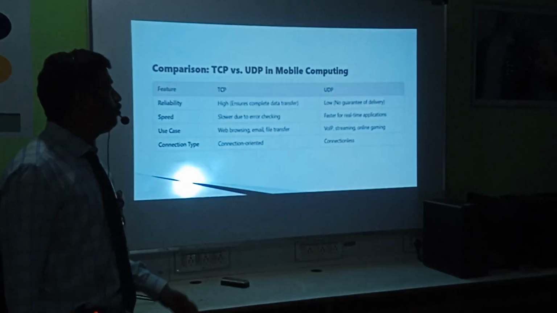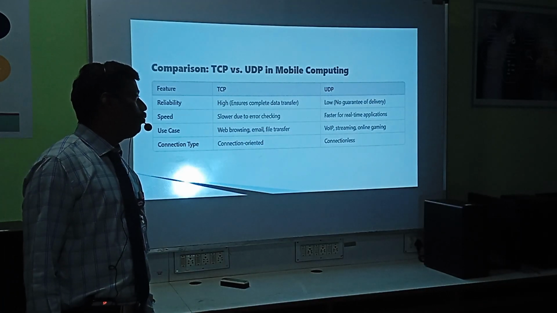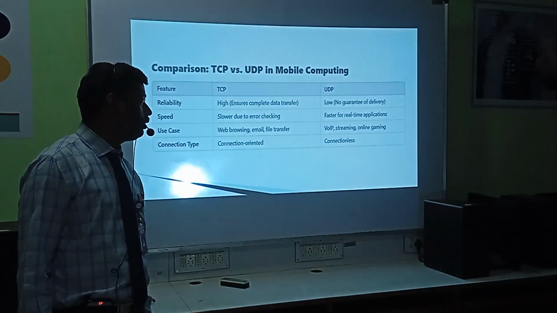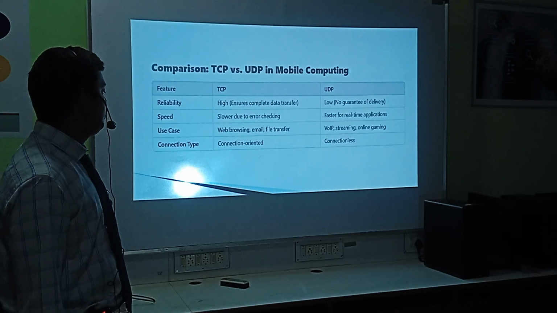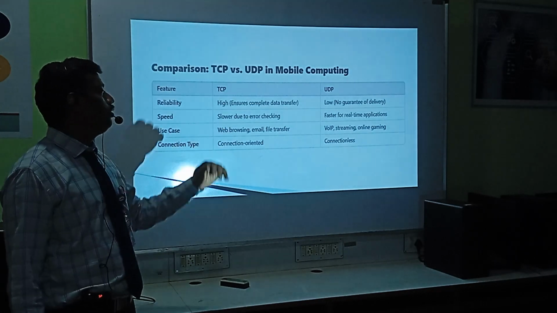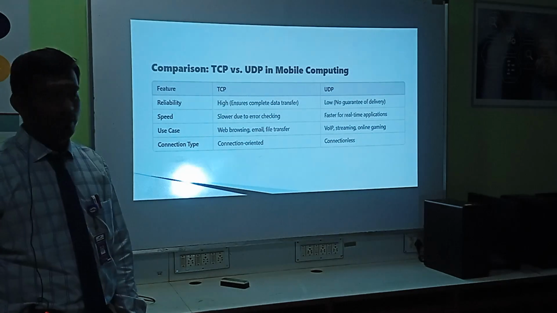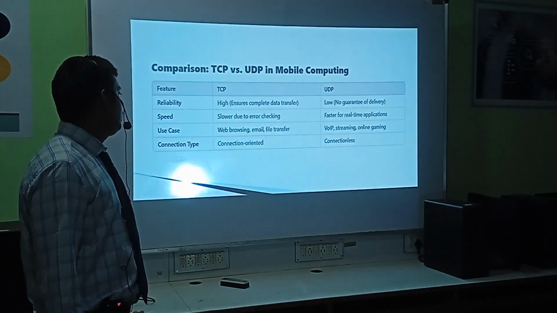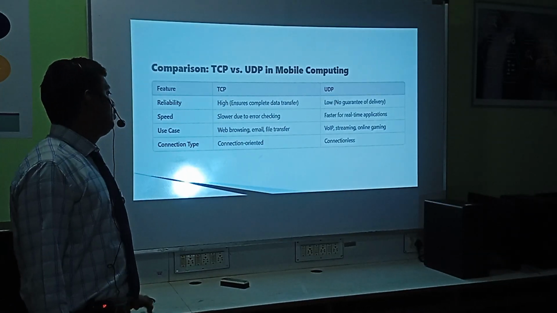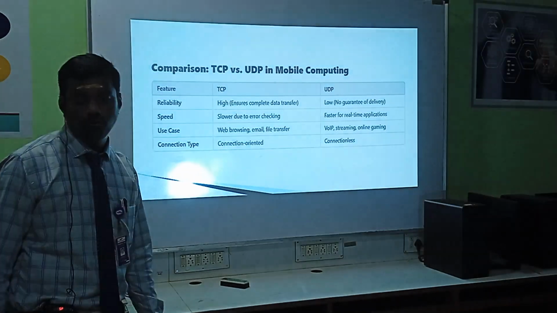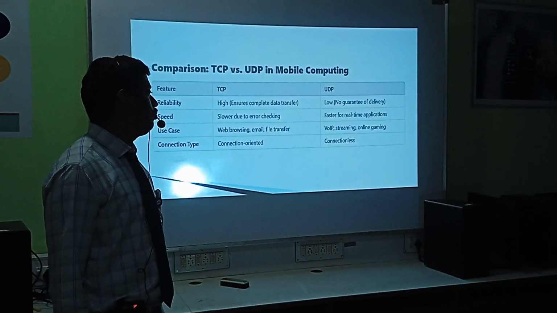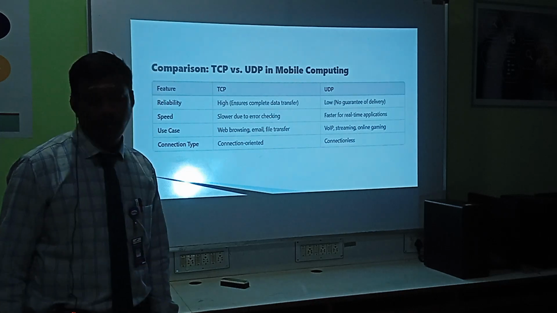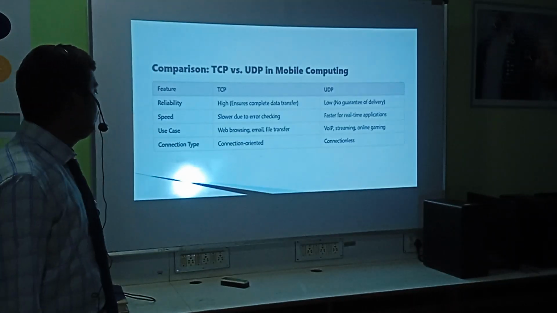But in the case of UDP, it is used for voice over IP, that is voice over internet protocol, streaming, and online gaming. The speed of UDP is faster, suitable for real-time applications. Then the use cases: TCP is used in web browsers, emails, as well as file transfer, and UDP is for voice over internet protocol, streaming, and online gaming.